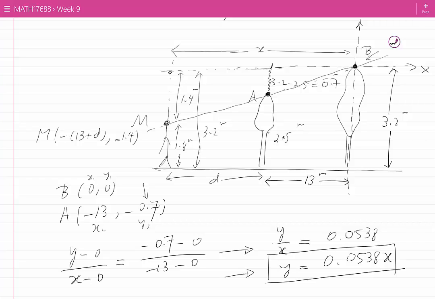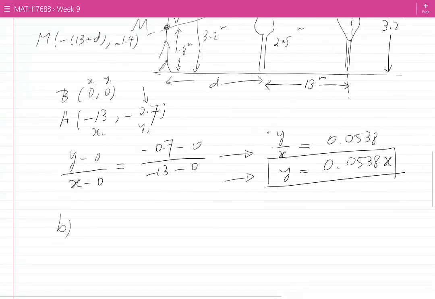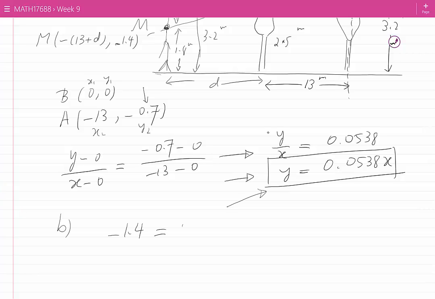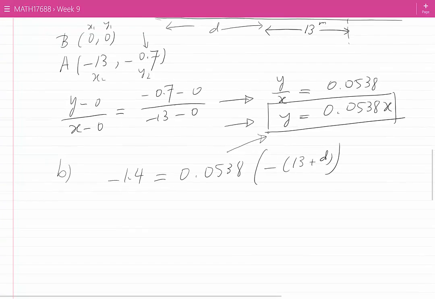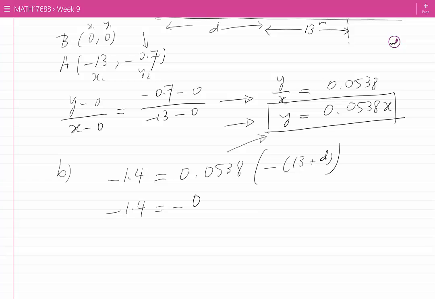for the y coordinate. If point M is going to be on the straight line that we found, we should have that the y of point M is equal to 0.0538 times the x of point M, which is minus 13 plus D. We can simplify the right hand side by multiplying the minus sign into 0.0538 to get this coefficient, and then in the bracket we will have 13 plus D.